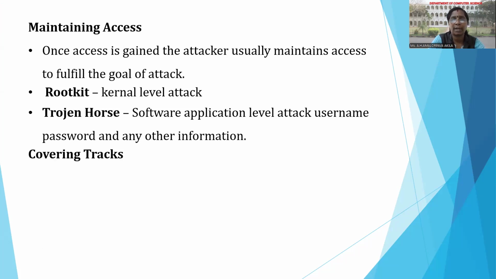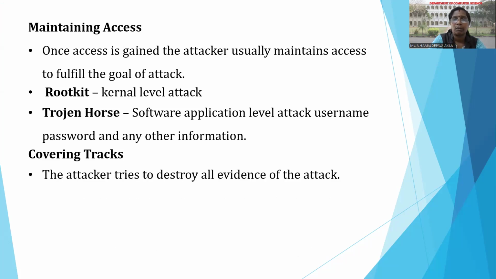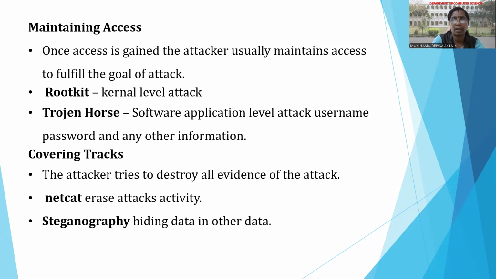Next thing is covering tracks. Covering tracks is nothing but clearing the records. The attackers try to destroy all the evidence of the attack, in whichever way they entered the system. They may delete the log files, delete the log history, and clear the registry settings also. In that case also, there are some tools associated with clearing the tracks. That is netcat. Netcat hides the attacker's activity.